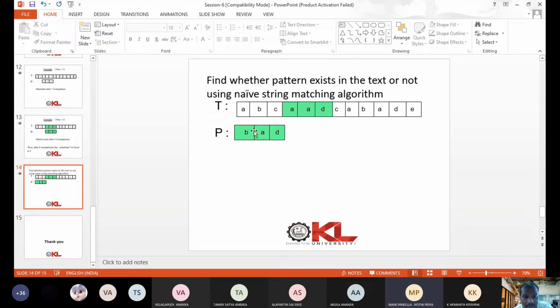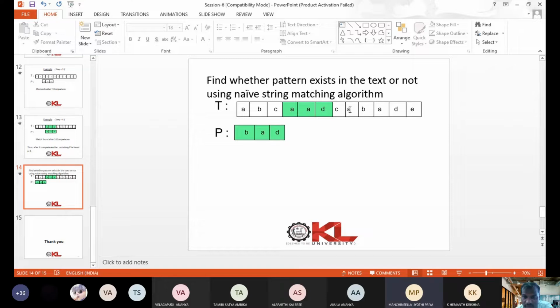Third iteration, C is compared with B. Mismatch occurs. So once again you slide one more character. When A is compared with B, mismatch occurs. Like that, in every iteration, you identify how many comparisons are made, and you do that until you reach the 9th position.